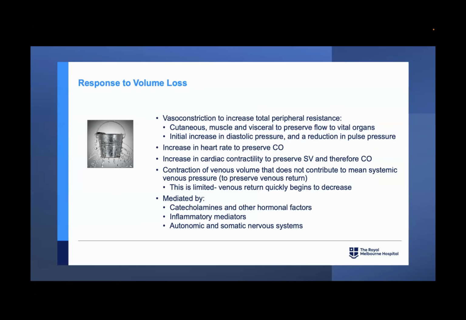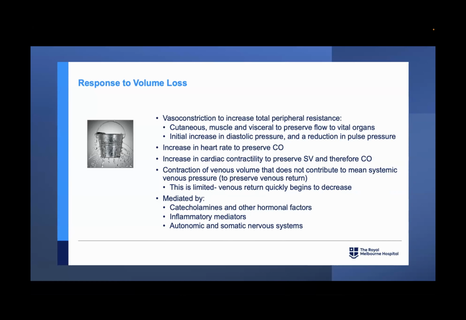In response to blood loss or volume loss, the physiology results in vasoconstriction to increase total peripheral resistance. This is both at a cutaneous level, but also at a visceral level as well, and will initially result in an increase in diastolic pressure and a reduction in pulse pressure. Increased heart rate also aids in preserving cardiac output, as does increased cardiac contractility to preserve stroke volume.